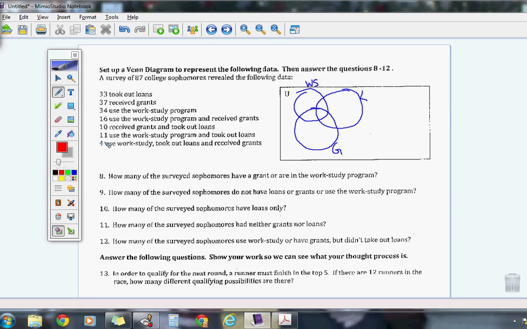So what do I got here? I got 4 who used work study, took out loans, did all 3. So that goes right in there. Okay, but the next step is the key step for most.